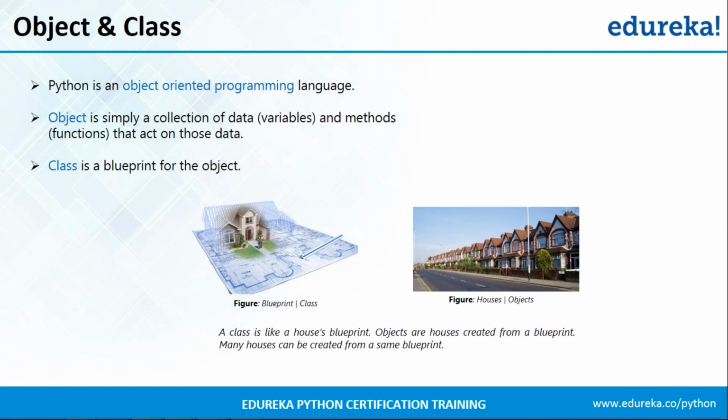And these variables and functions are what define an object, okay? You mention all these variables and functions inside a class from where the object is going to be generated. So objects are basically instances of the class.